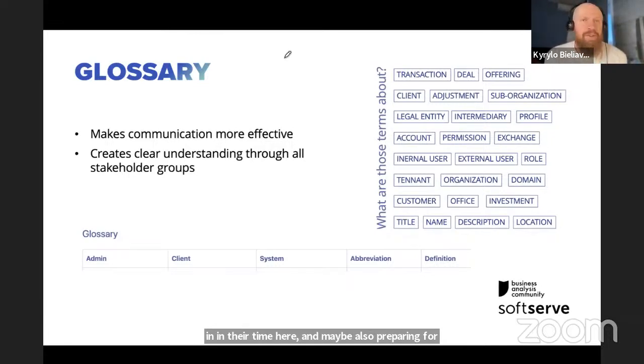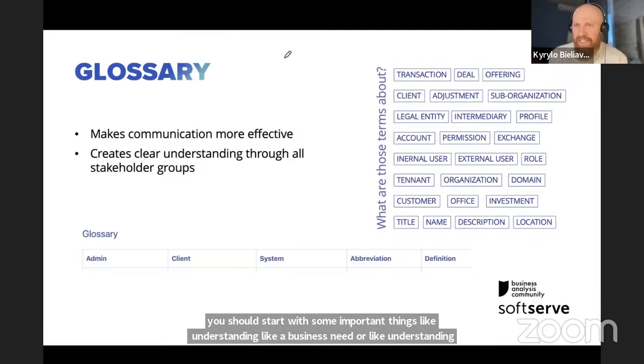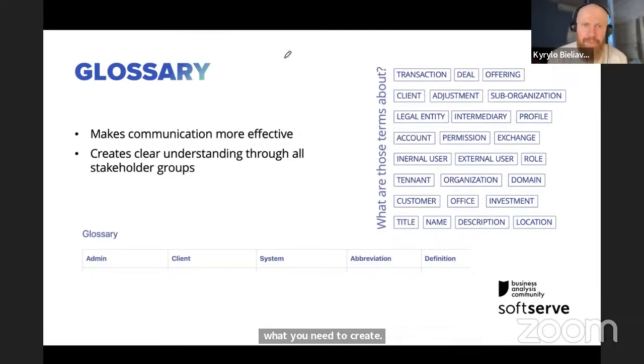And there I was really laughing about this, because almost every step there, every input that you need to create, started with having to create a glossary. We were just laughing about that, because what's the worth of the glossary? You should start with more important things like understanding the business need, or understanding what you need to create. Why the glossary? But really, the glossary is something that makes communication much more effective.